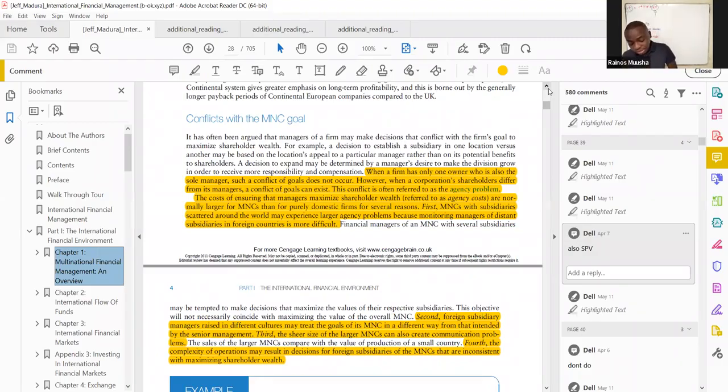Is there any question regarding these four reasons? Any question?